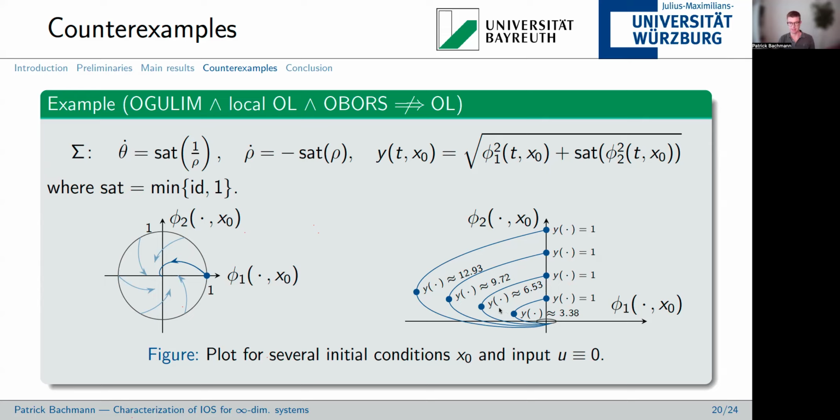But at some times it was very large. And no, sorry, the rotation is anti-clockwise. And then, of course, the output-Lagrange property is not satisfied because for each initial output, we can get an arbitrarily large output at some time. Okay.